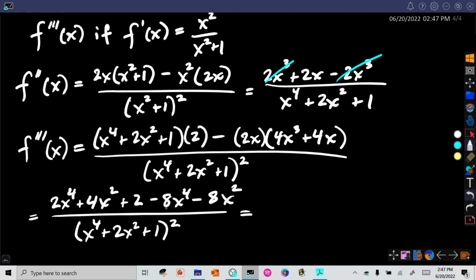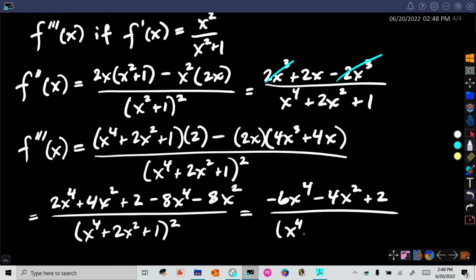Okay, so here we've got 2 minus 8, which is a minus 6x to the fourth, and then we've got 4x squared minus 8x squared, so this is going to be a minus 4x squared, and then we've got the plus 2 at the end. All divided by x to the fourth plus 2x squared plus 1, squared. All righty. How about that? All right, let's go ahead and do another one. So that was doing the third derivative given the first.